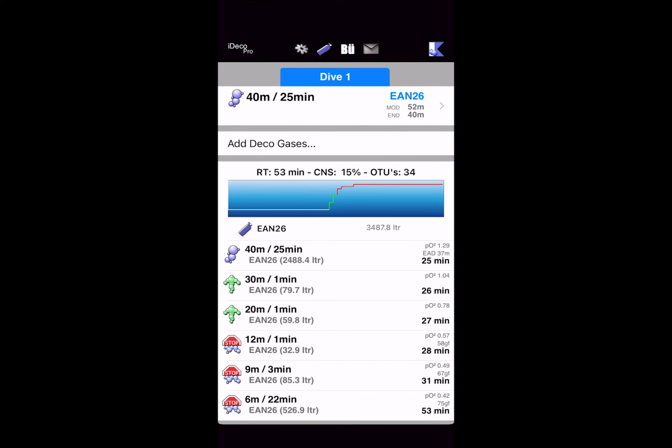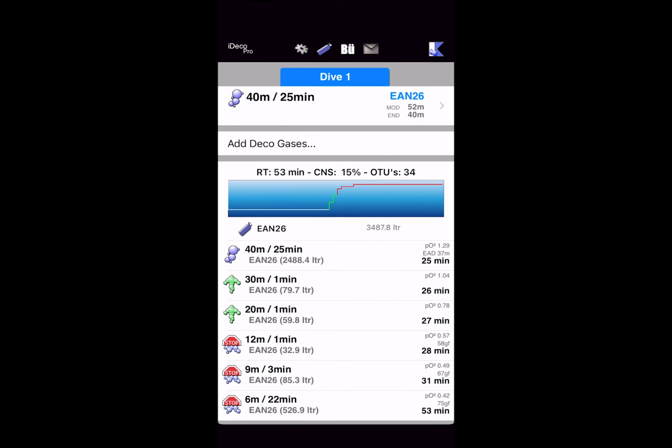There's a stop at 12, a stop for 3 minutes at 9, and then a stop for 22 minutes at 6. So far so good. Apparently, if you dive on an open circuit, you use an obscene amount of gas, but we'll get there in a second. Let's make this dive a little bit shorter, right?